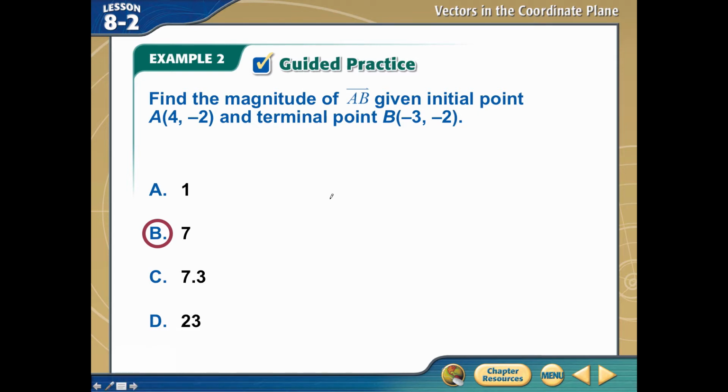would be, I'll see if I can use some better handwriting here. In the y direction, negative 2 minus negative 2, that's 0. Negative 3 minus 4 is negative 7. So this vector goes 7 in the negative x direction and 0 in the y direction. So the magnitude is going to be 7.